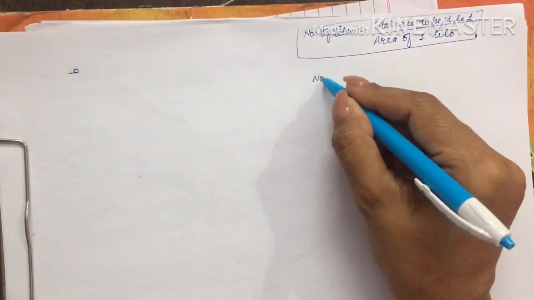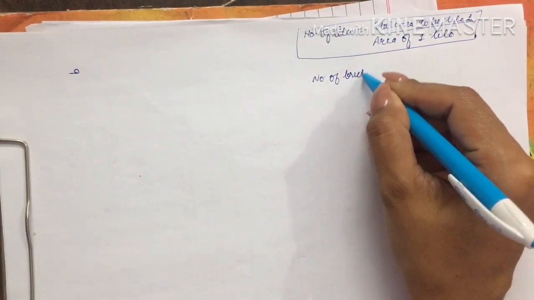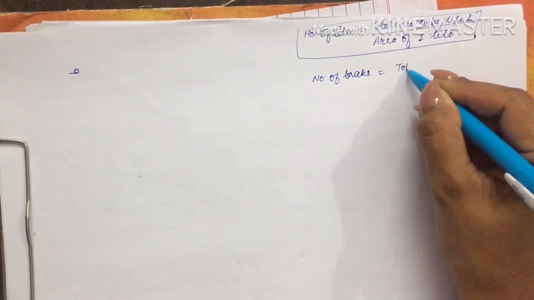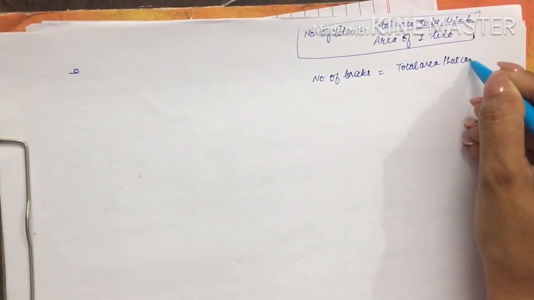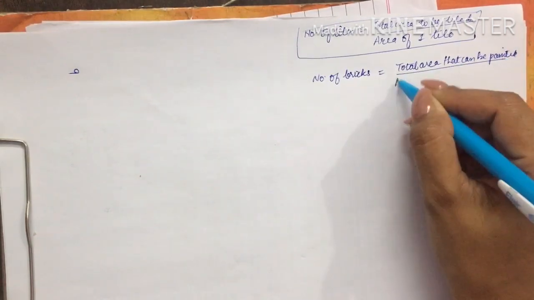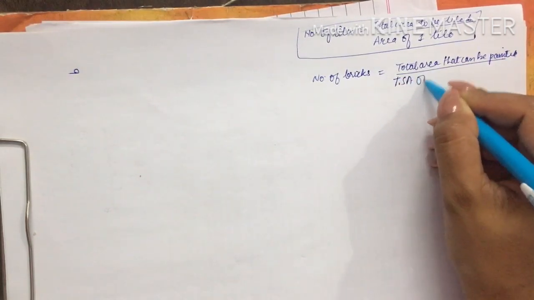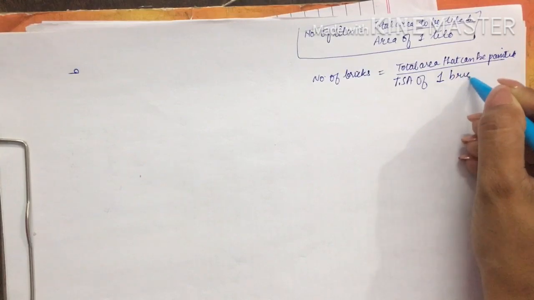So this kind of concept will be used here to find out the number of bricks that can be painted out of the container. So the total area that can be painted out of the whole container divided by the total surface area of one brick. So this is the concept we'll be using here.